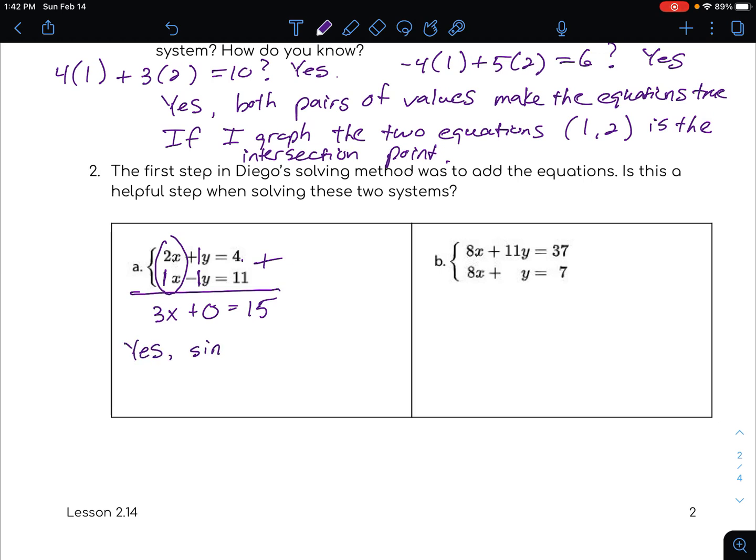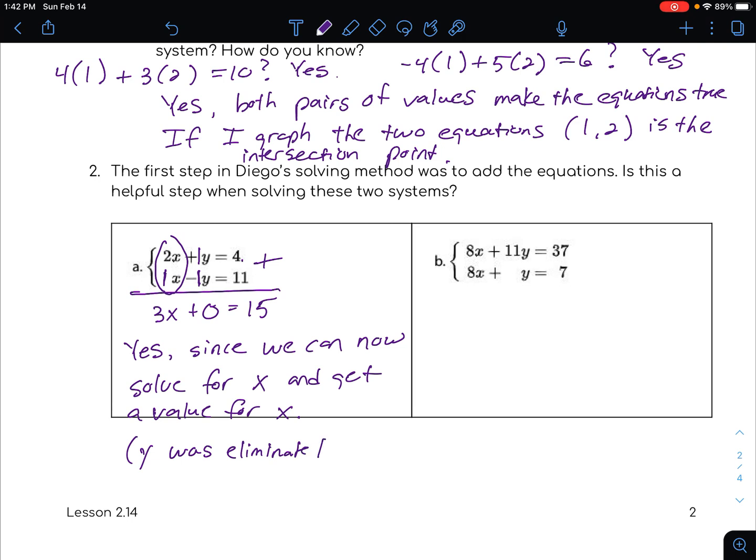Yes, since we can now solve for x and get a value for x. I might just say y was eliminated for the moment anyway, and then we can plug that in. You could probably do a little quick mental math. If 3x equals 15, then x must be equal to 5. Dividing both sides by 3, 3 times 5 would be 15. So I can get that pretty quickly.